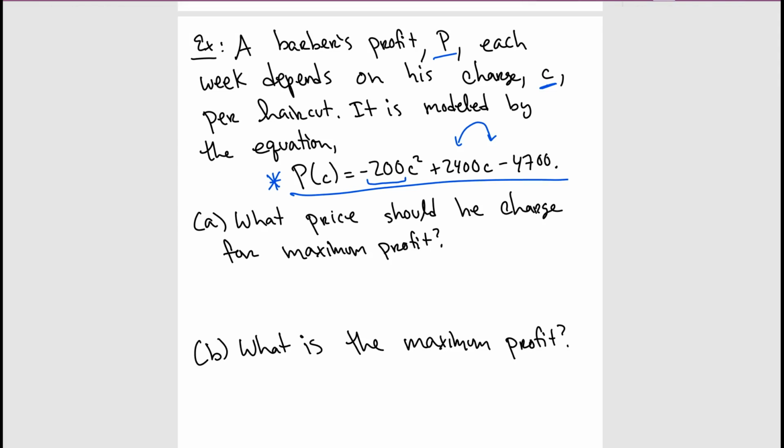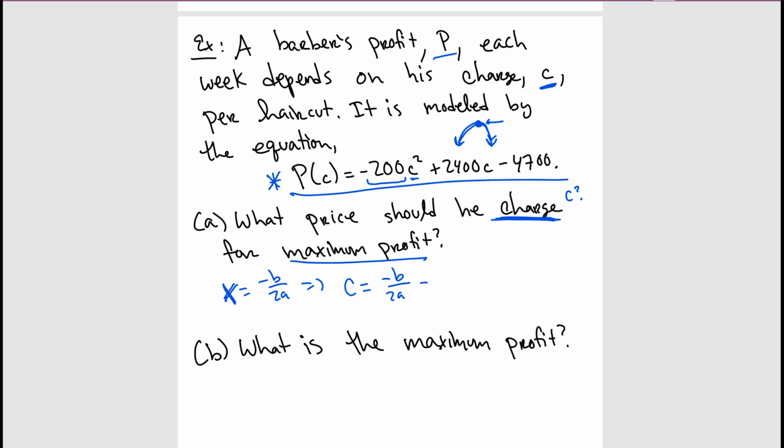What we're looking for is what this charge should be. So what should C be in order for me to achieve maximum profit? We know we're going to have a maximum profit because this parabola is going to be sad, and to find the maximum, we just need to find the vertex. The vertex is x equals negative b over 2a. Notice we don't have an x; instead, we have a c. So in this context, c is equal to negative b over 2a.